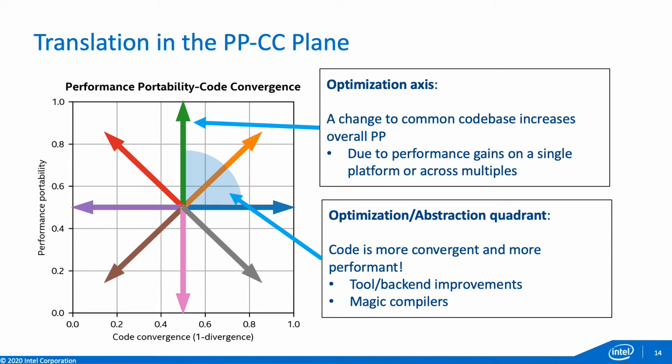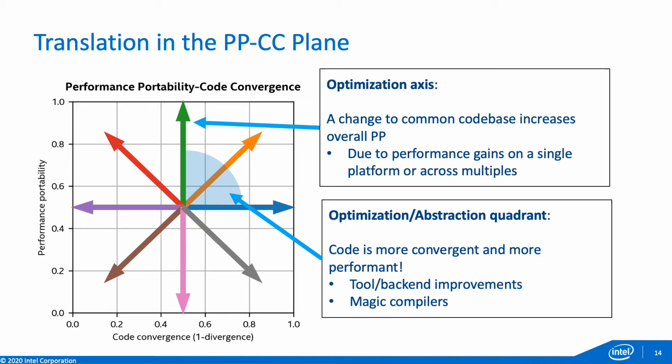Moving along, we can talk more about the optimization axis. This is interesting because if you're moving strictly up and you're not changing the code divergence or convergence, then something is happening that is causing performance gains on a single or multiple architectures without you really having to do serious changes to the code. And this is very interesting. This perhaps represents better tools, or an algorithmic optimization that affects everything, right? That doesn't need additional specialization.